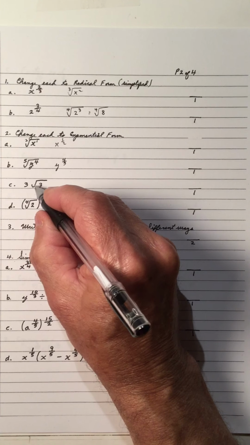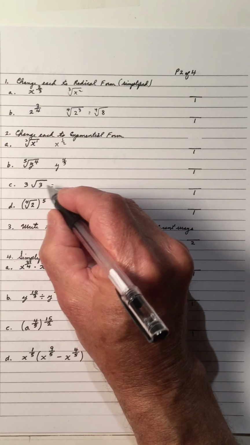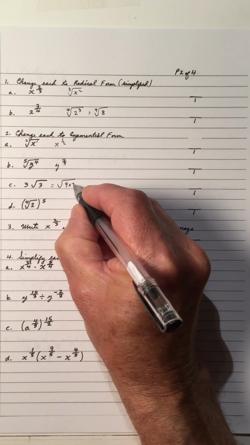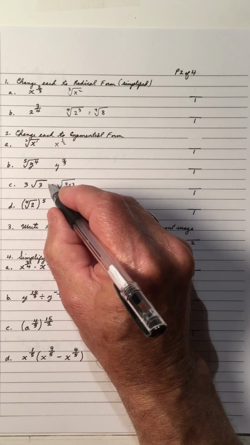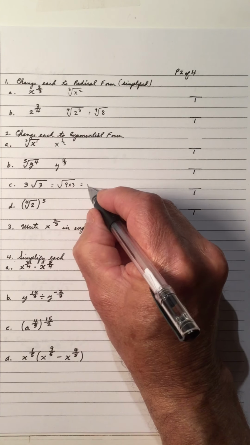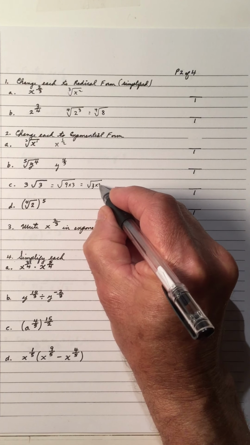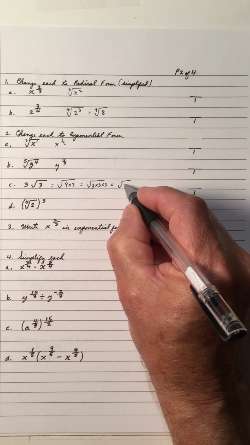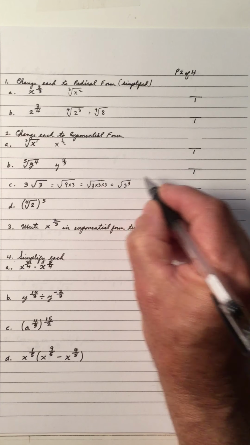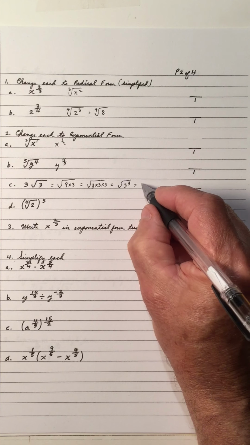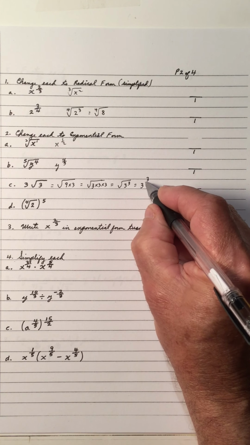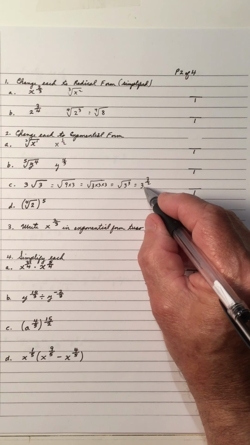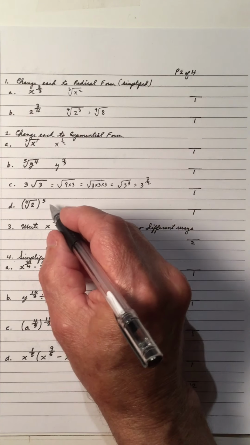Now we have 3 square root 3. Because we have a 3 outside, that means it must have been a 9 on the inside to get the 3, because the square root of 9 is 3. And that gives us the square root of 3 times 3 times 3. And that's the square root of 3 cubed. And as an exponential is 3 to the 3/2, because square root is a 2.